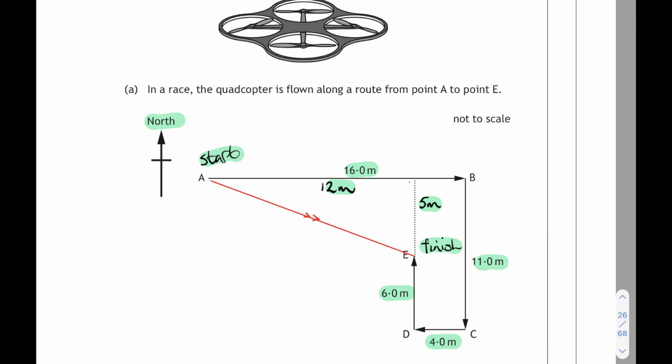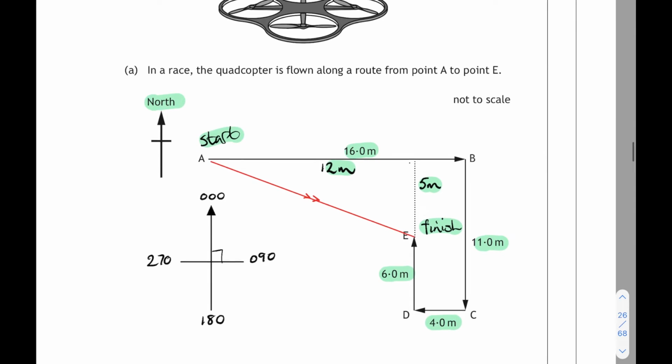And so really angles should be measured relative to north. Let me sketch a wee compass point here. And the compass points have all got numbers based on 360 degrees in a circle. So north is 0, east is 90, south is 180, west is 270.